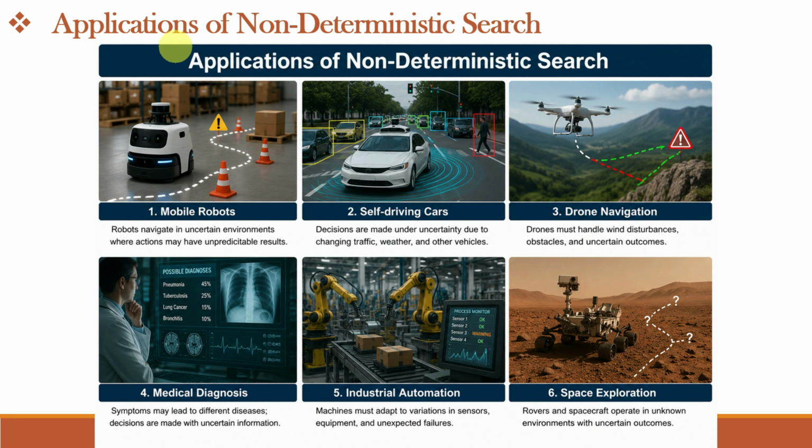Let us see the applications of non-deterministic search. See, searching with non-deterministic actions is widely used in real-world AI systems. Why? Because remember, uncertainty is common. Robots may encounter unexpected obstacles, self-driving cars face challenging traffic conditions, and drones experience wind disturbances. Medical diagnosis also involves uncertainty because the same symptoms may indicate different diseases. And by using contingency plans and AND-OR search, intelligent agents can make robust decisions even when outcomes are unpredictable.